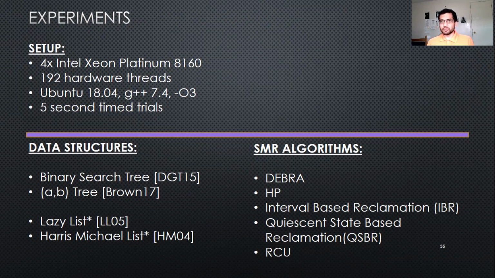And the data structures which we used were binary search tree, AB tree, binary search tree by DGT and AB tree by Brown, and lazy list and Harris-Michael list. So in this presentation, we'll only discuss the performance with binary search tree and AB tree, and the performance evaluation with lazy list and Harris-Michael list appears in the paper. The state-of-the-art algorithms which we compare against are Debra, which to the best of our knowledge is the fastest known EBR variant, hazard pointers, and then an interval-based reclamation algorithm, a quiescent state-based reclamation algorithm, and RCU.